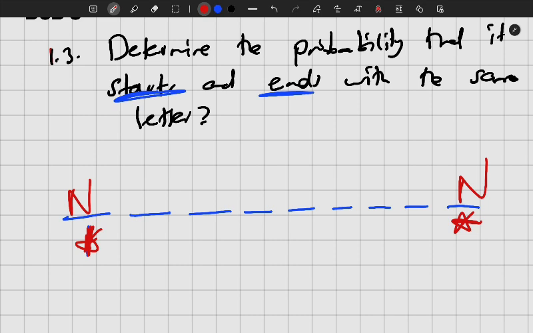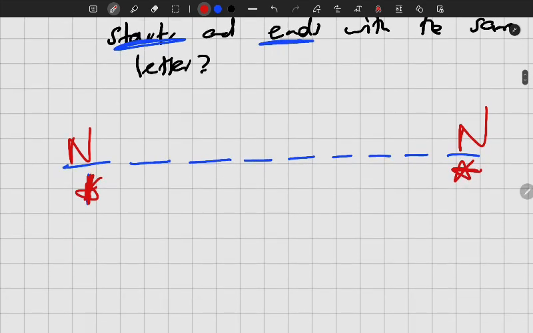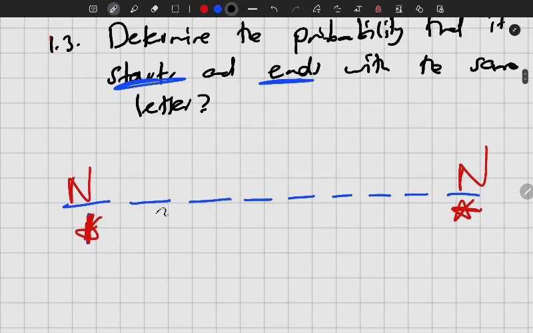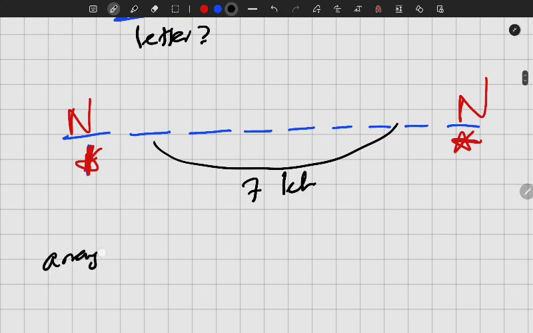If maybe A was a repeated letter, we would have this as case 1, starting and ending with N, and then a case 2, starting and ending with A. Then we would add those arrangements, because it's an "or". But in this case, it's only N. So once we have N here, we are left with 7 letters, so our arrangements will be 7 factorial.